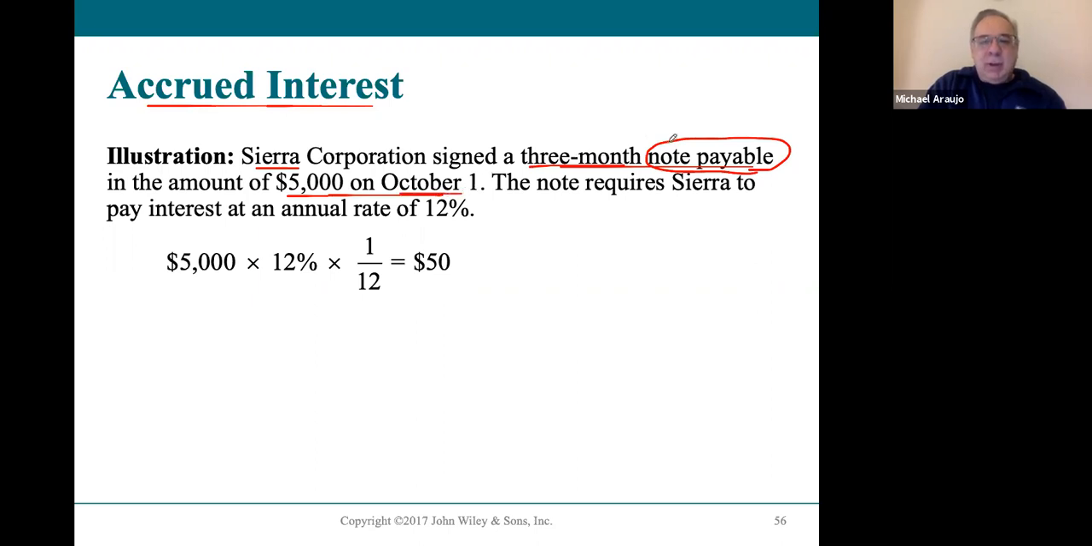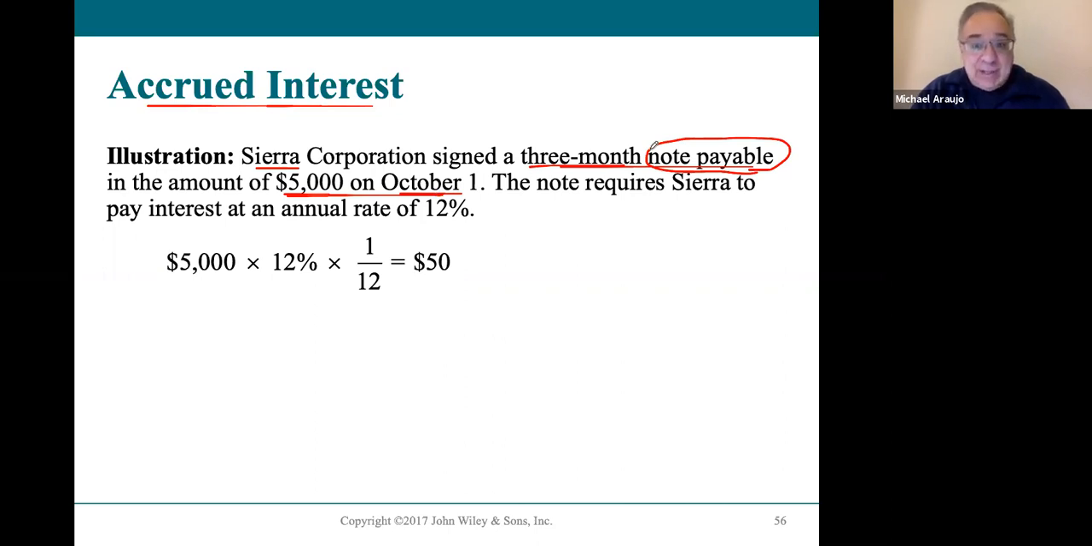Not only do they pay the loan back on that date, which happens to be January the 1st, because you got October 1st, so November 1st, December 1st, January 1st, that's 3 months. So they're going to pay that note back on January the 1st. The $5,000 is going to be paid back, and all the interest is paid at that day. So notes payable, everything gets paid on the day it's due, okay, maturity date.